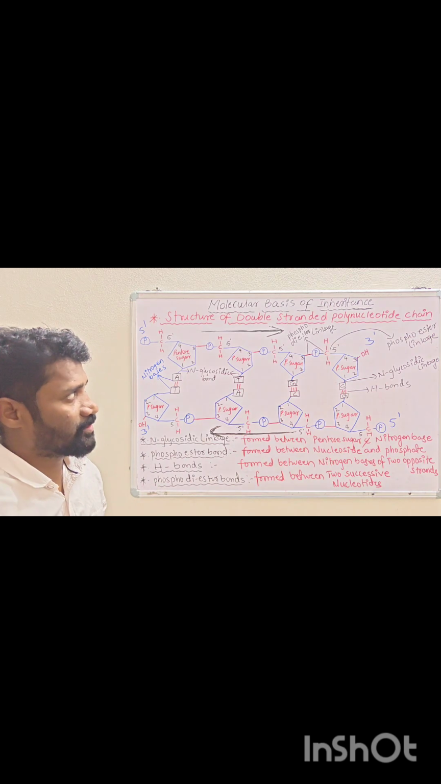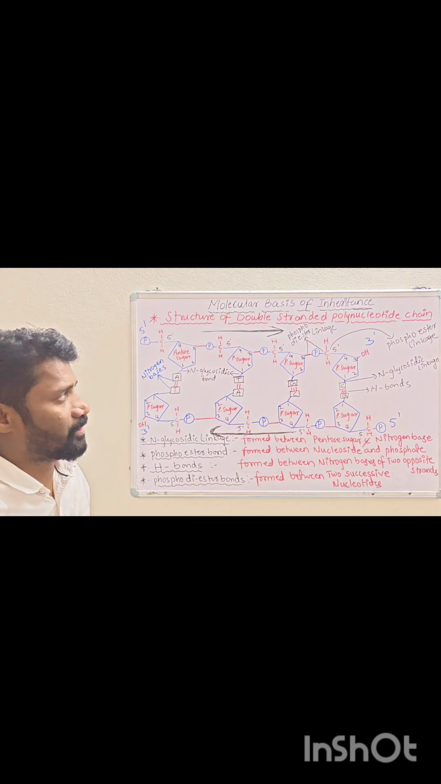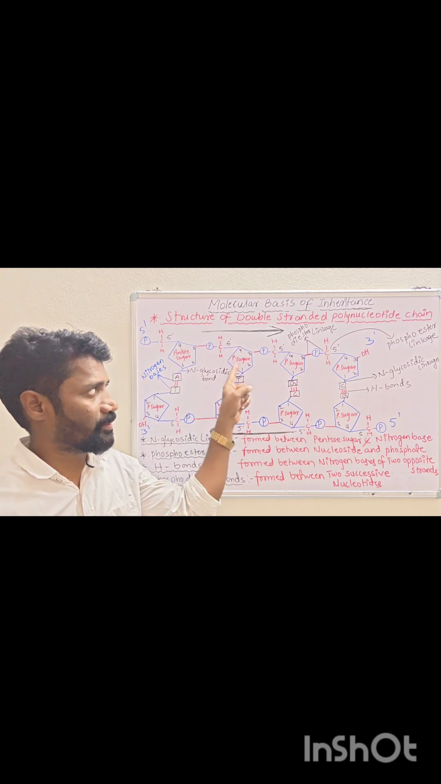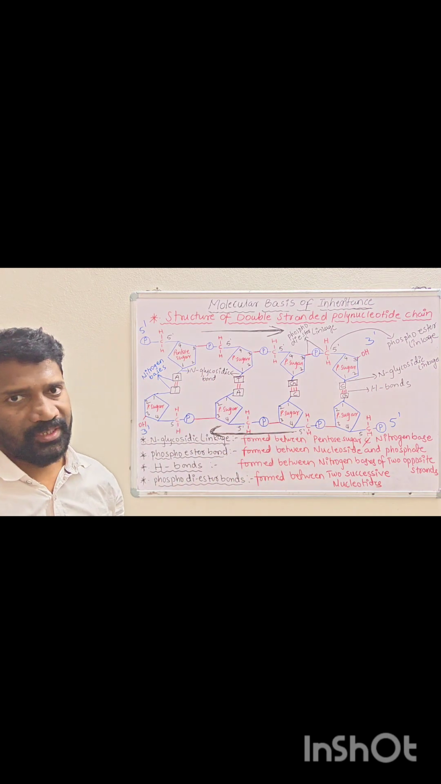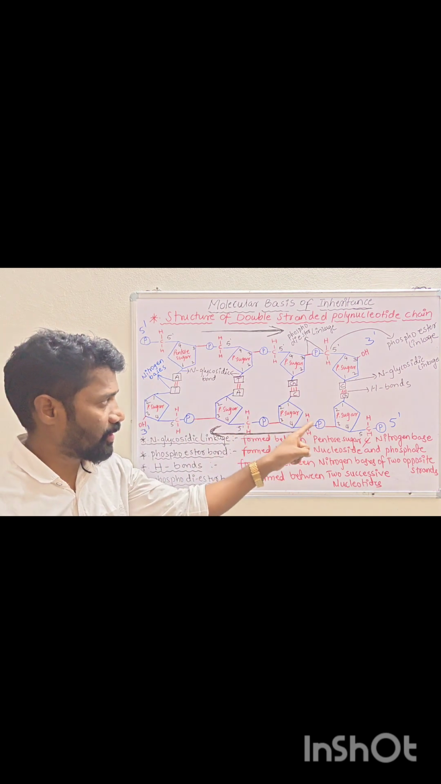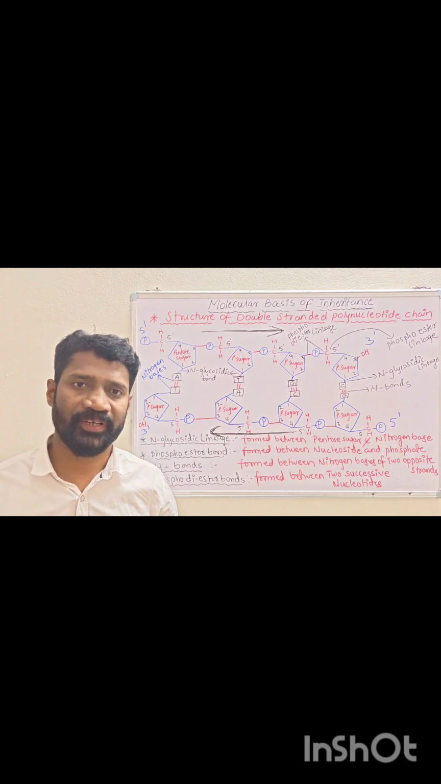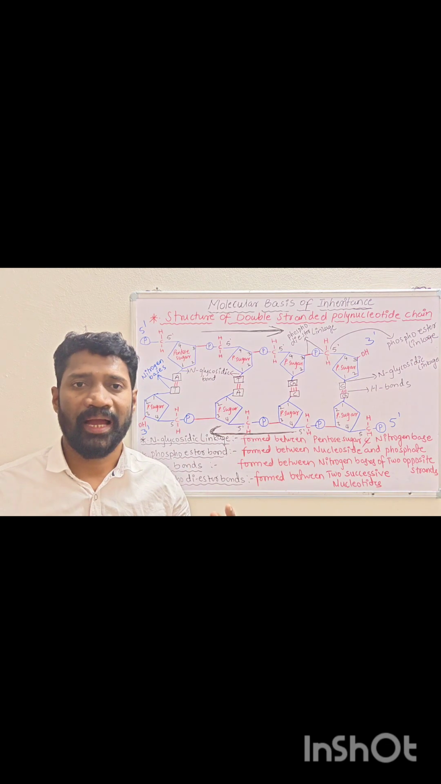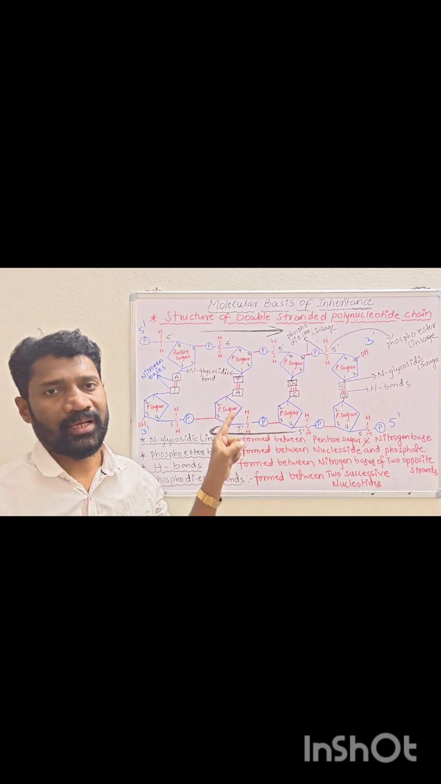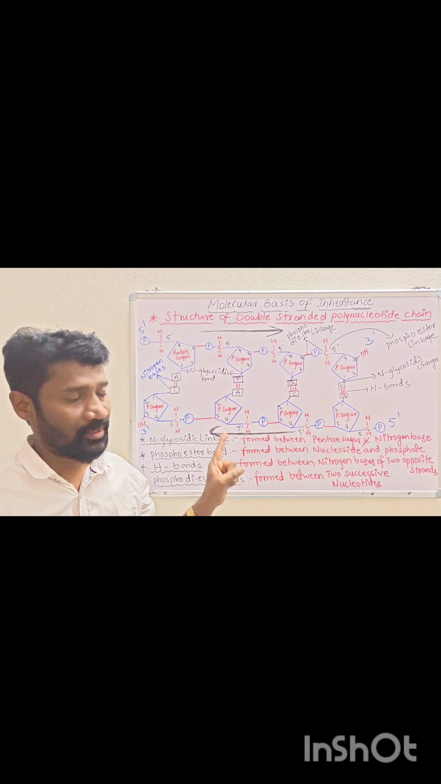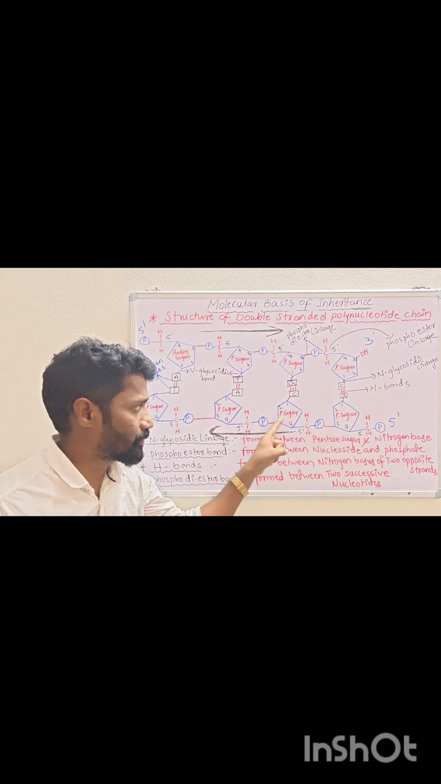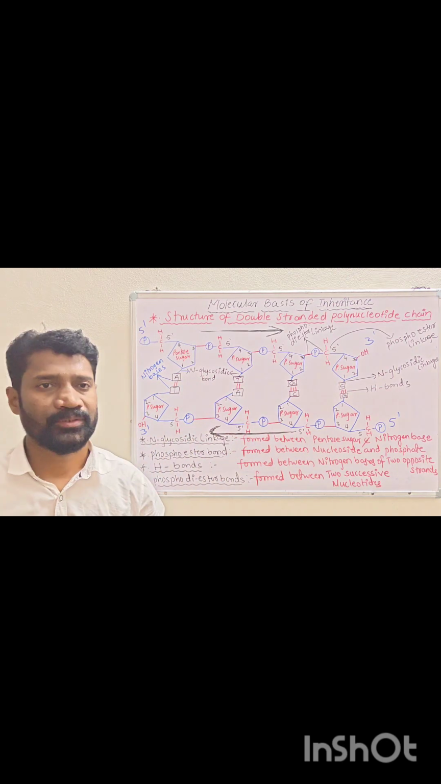In this session, we are going to discuss the structure of the two strands of the DNA. They are nothing but polynucleotide chains. Suppose this is one strand of DNA and this is the other strand. Each DNA is made up of two strands, and every strand is made up of many nucleotides. That's why they are called polynucleotide chains.